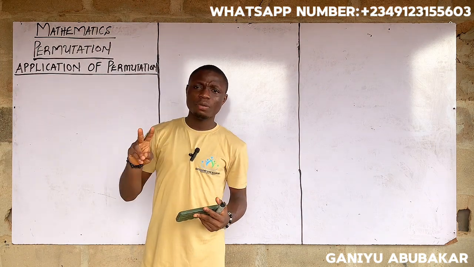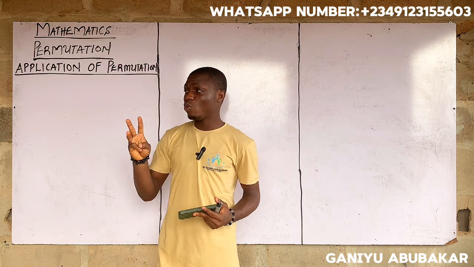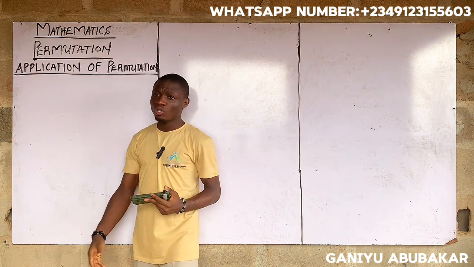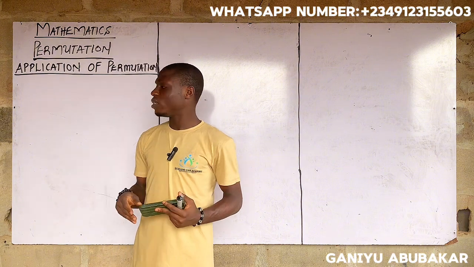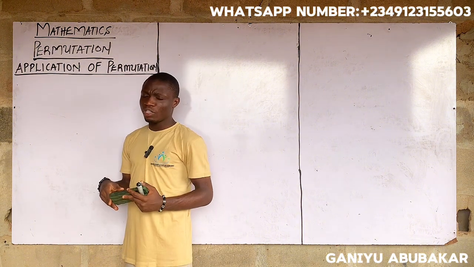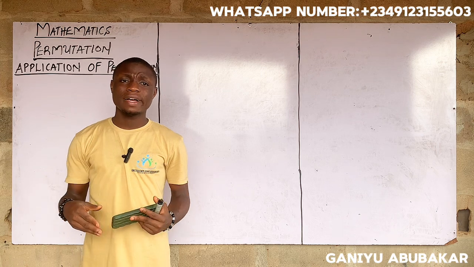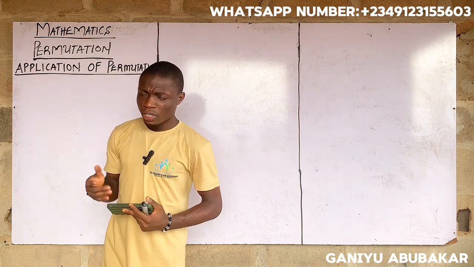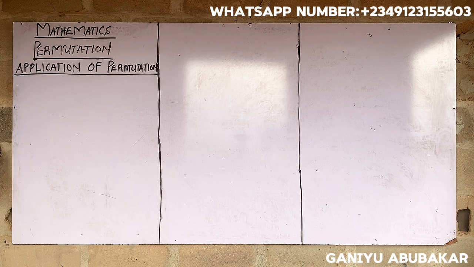Basically, there are three ways we can apply permutation, right? Three basic ways. So I'll give you the basic ways and show you how it works. So let's start with the application of permutation. There are three distinct ways in which we can apply permutation. The first one is called the arrangement of distinct objects.